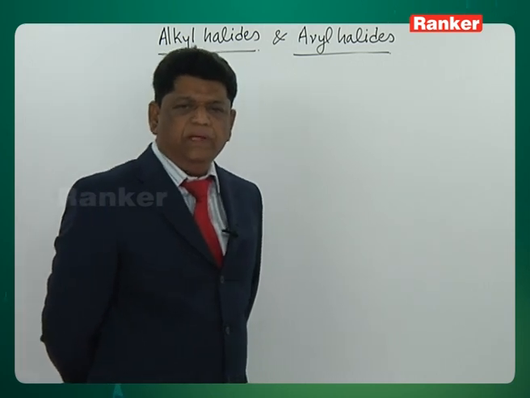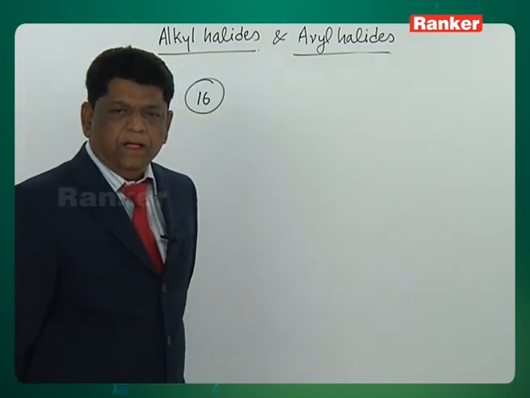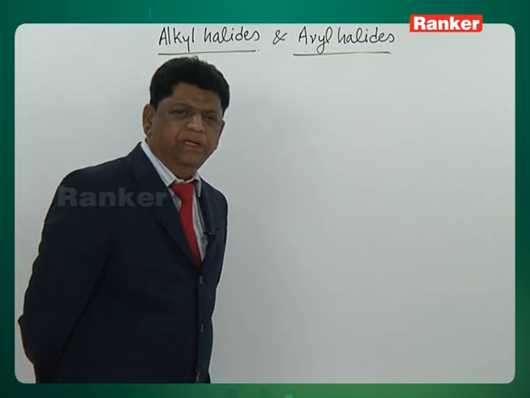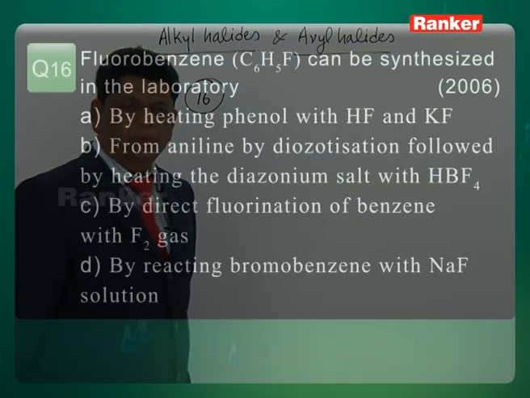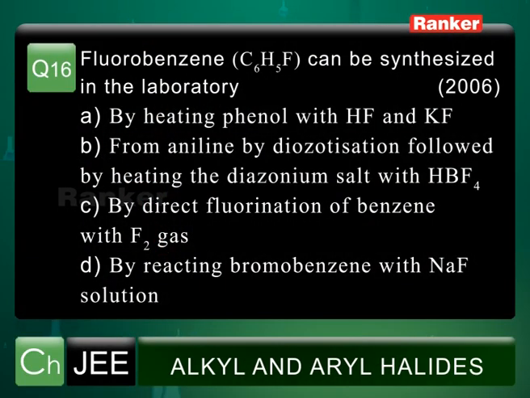Fluorobenzene can be synthesized in the laboratory. It's generally made from benzene by fluorinating it, but the fluorination is a violent reaction. So therefore aniline is diazotized so that diazonium chloride is formed. Then it is treated with a mixture of BF3 and HF so that a benzene diazonium fluoborate is formed.